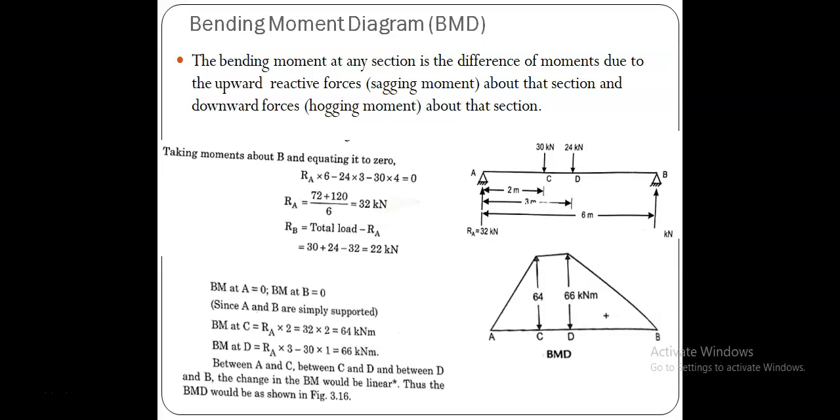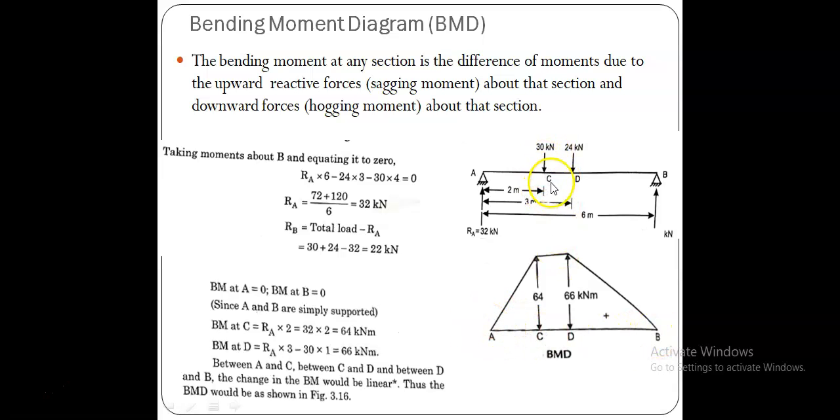But in case of a hinged support or simple support at A, it doesn't have any reactive moment, and because it allows full rotation, the moment at A should be equal to 0. So this is the baseline for the bending moment diagram. At A it should be 0.